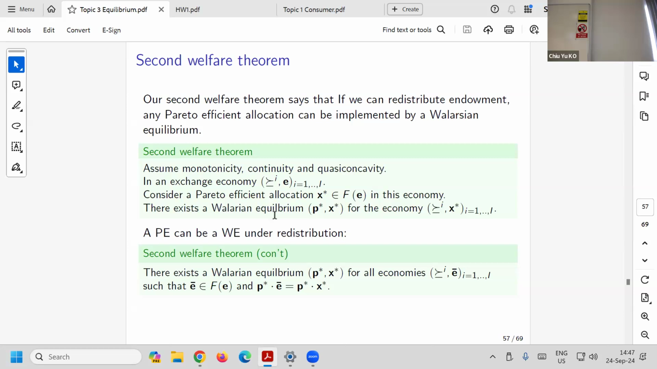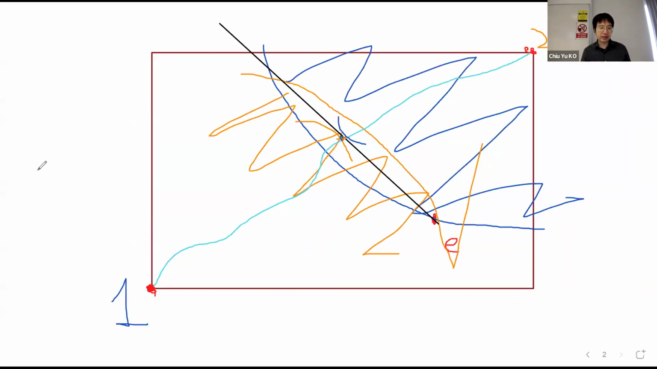You can do a lump sum tax, which we know is impossible, but suppose it's possible, and that means we can always do it with the market. So the market has no problem as long as your taxation system is efficient. That is more or less what it says. The proof is very simple, but I'm not going to do it. Suppose this is your endowment point E here.